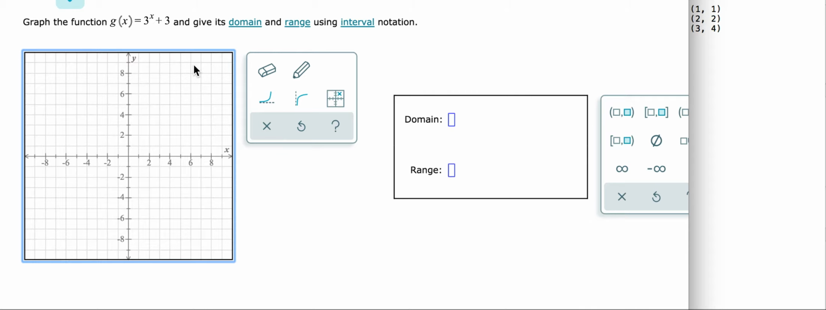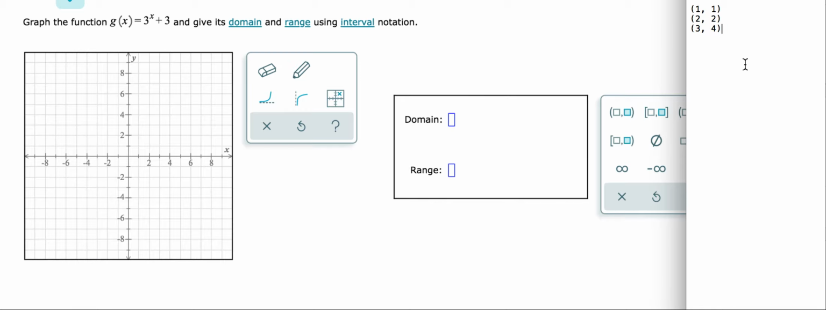Okay, so with this type of graph, I'll go a little quicker this time. So a point I want to plug in is x equals 0. 3 to the 0 is 1. 1 plus 3 makes 4. If you plug in x equals 1, then 3 to the first power is 3. 3 plus 3 makes 6. And that's all you really need for Alex, is 2 dots.